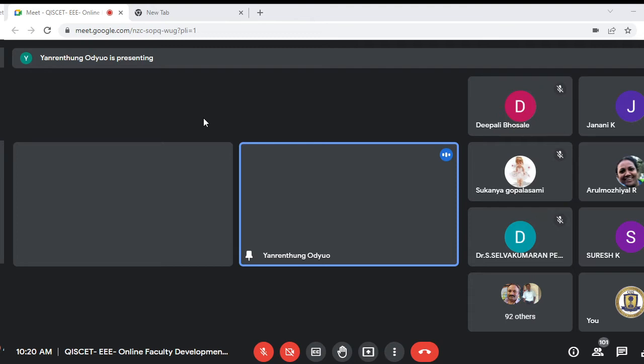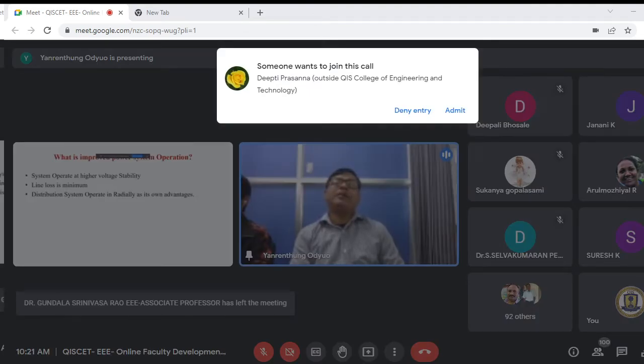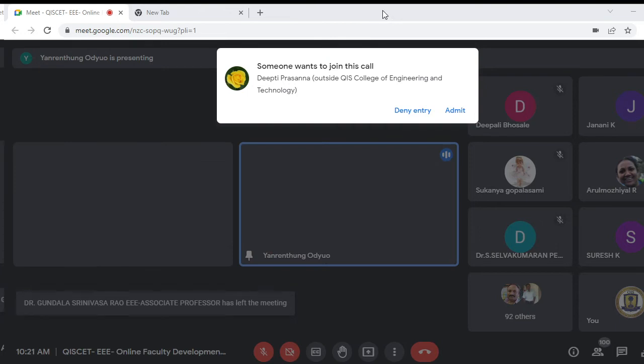So due to the network link, we need to have some kind of feeder management. So now we are going to resolve that issue by obtaining some kind of improved power system operation. Now what does it mean, what do you mean by improved power system operation?